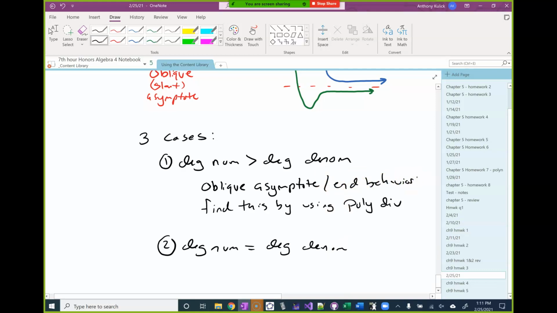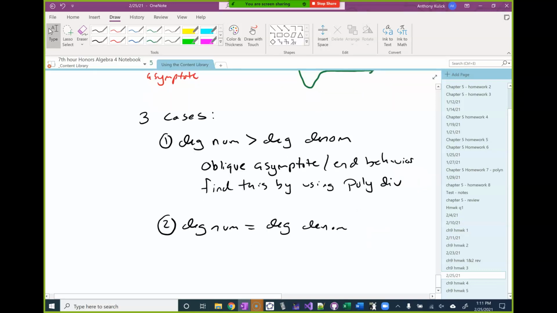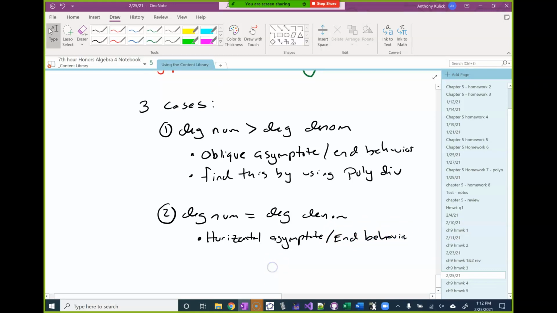So if the degree of the numerator equals the degree of the denominator, here we have a horizontal asymptote or end behavior. And this is the leading coefficient of the numerator over the leading coefficient of the denominator. That is how we'll find that value for the asymptote or end behavior.